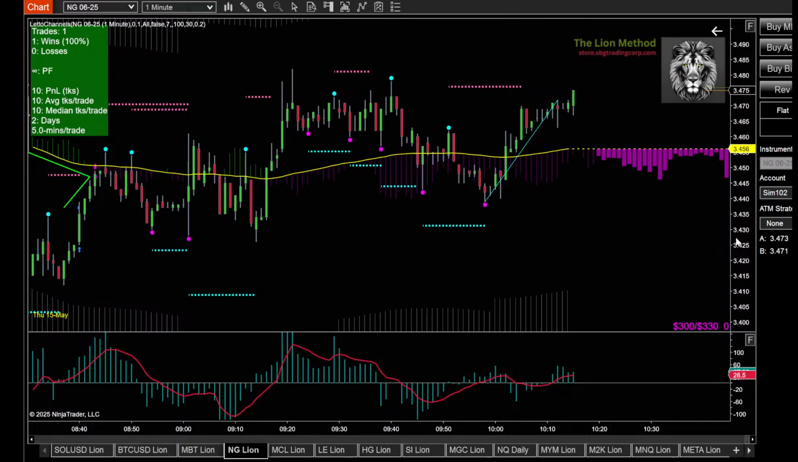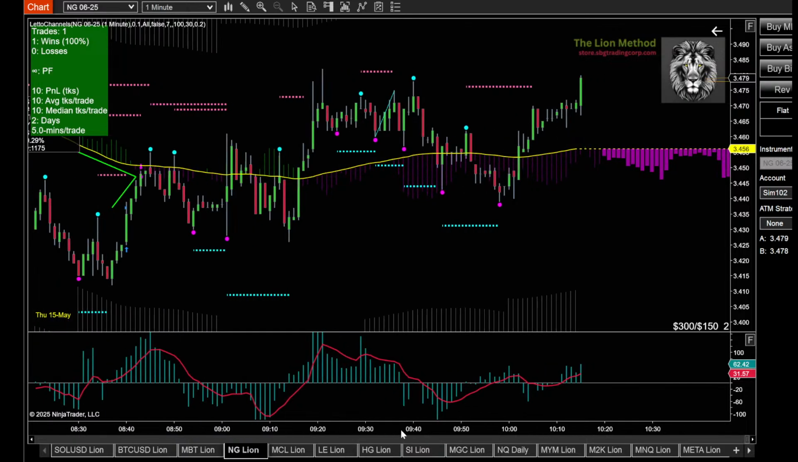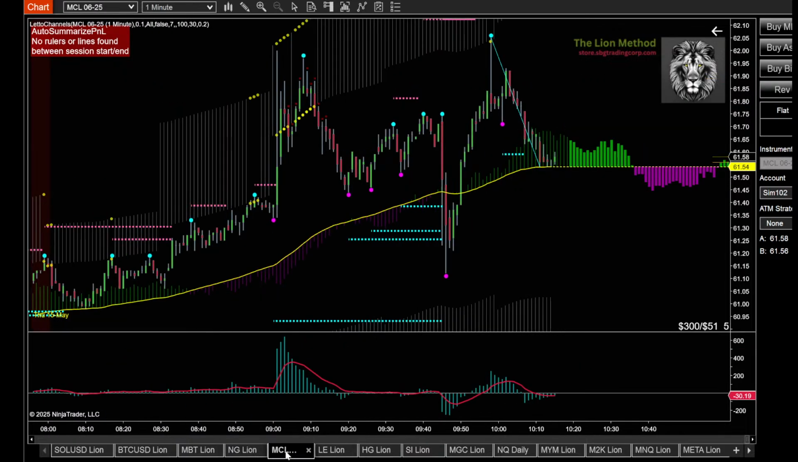Coming into, this is the natural gas. There's crude.